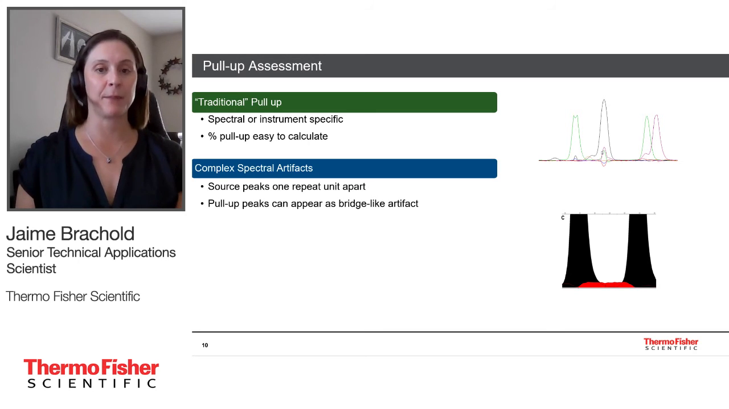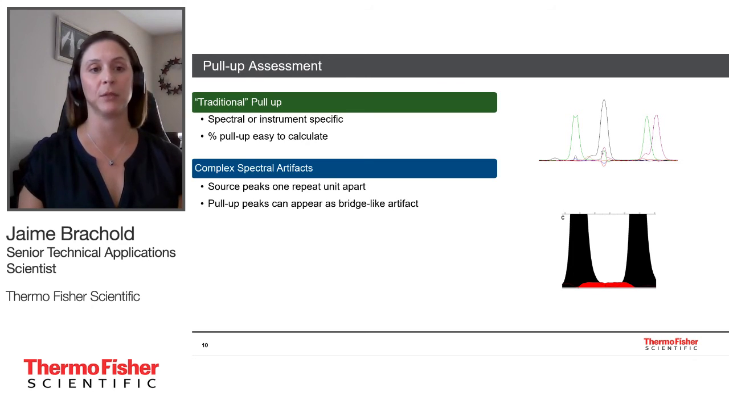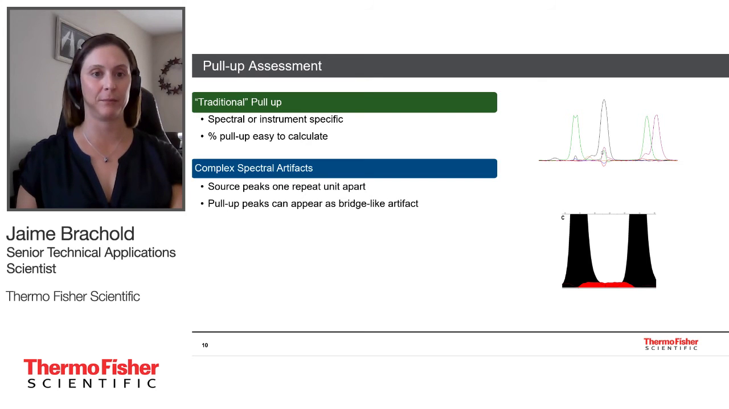When I talk about complex spectral artifacts, these are pull-up peaks where it's more difficult to figure out which parent peak is related to the pull-up peak, or it can be like what you see in this figure here, a bridging effect, or what some people might call a pull-down effect, where we can count it as a spectral artifact if these peaks were called, these red peaks, but I didn't calculate any sort of pull-up percentage to a parent peak here.